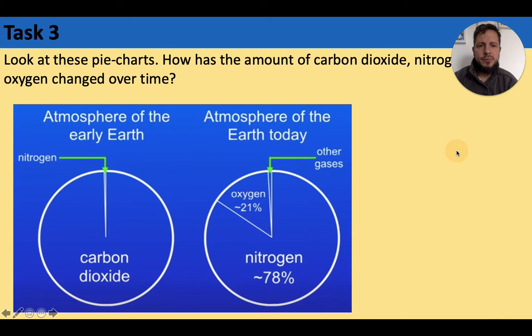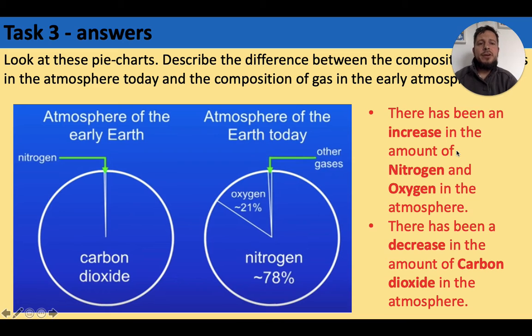Okay, so let's see what you've put. There has been an increase in the amount of nitrogen and oxygen in the atmosphere, and there has been a decrease in the amount of carbon dioxide in the atmosphere. So that's important. We've increased the amount of nitrogen and oxygen, and we've decreased the amount of carbon dioxide.